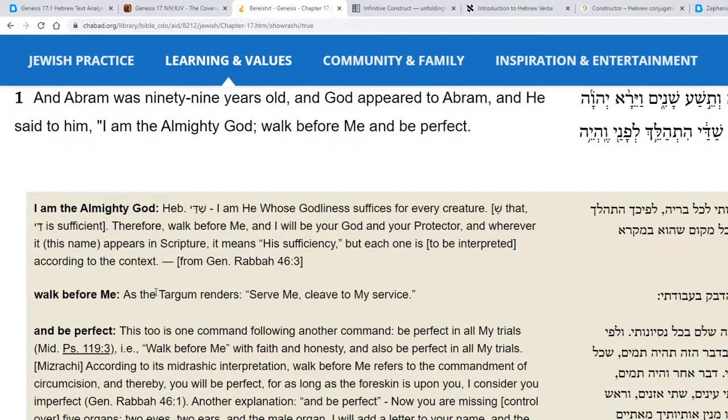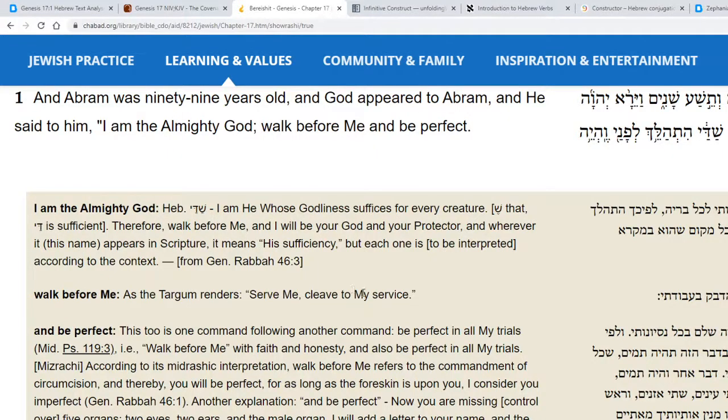Walk before me. As the Targum, so Targum means translation to Aramaic, and there are lots of Targumim, but generally when we talk about the Targum in the Pentateuch, the five books of Moses, we're talking about Targum Onkelos. Onkelos was a Tana. Other things we can get into, but we won't go too much into it. When he says Targum, he means Targum Onkelos, unless he says different.